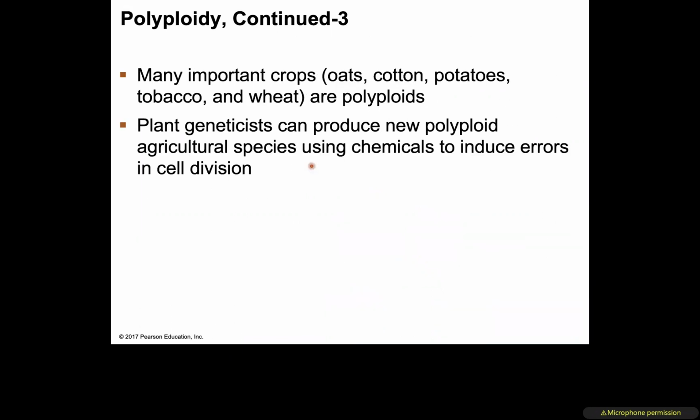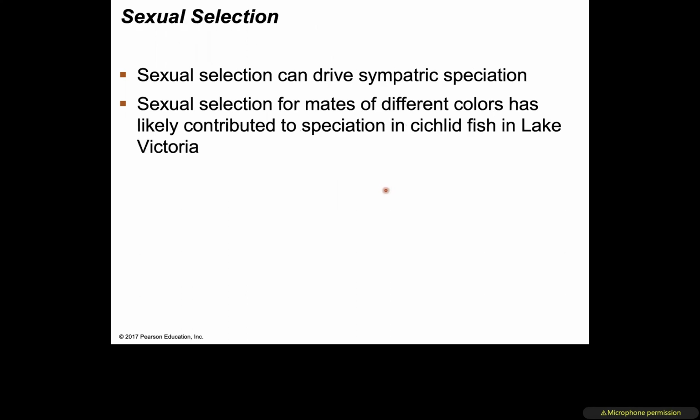Let's move on. Alrighty, so then in polyploidy, most of your crops, your cotton, your oats, wheat, potatoes, and tobacco, they are polyploids. I just showed you the example of the wheat. And so your plant geneticists, they can produce new polyploids, and they can use chemicals to induce errors in cell division in order to do that. So they can produce more species.